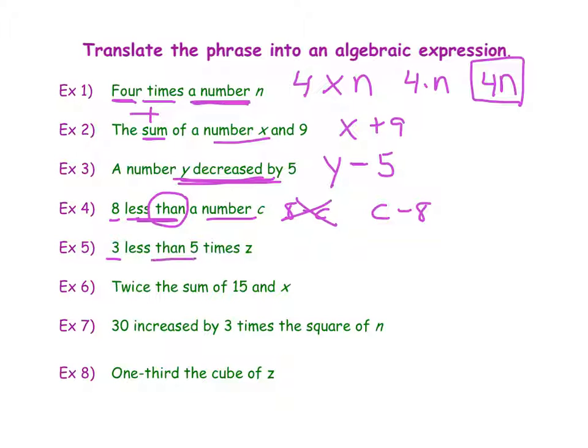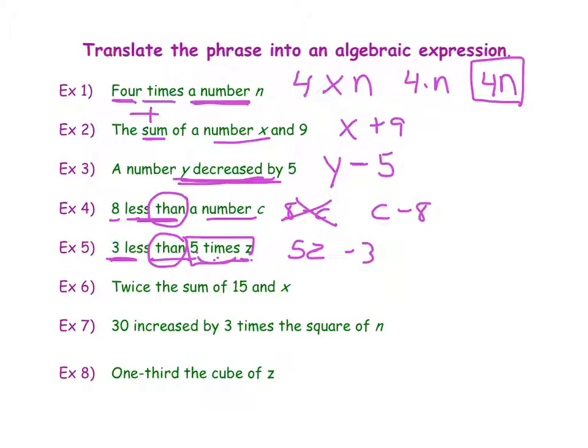Same with number 5. 3 less than 5 times z. Than is a switch word. So in this one, you're not really sure. Let's see, you're going to do 3 less than 5 times z. So I'm going to do 5 times z first, 5z, and then put the minus 3. So 3 less than, that means you're going to switch it, 5 times z.